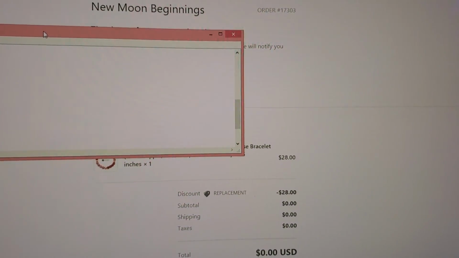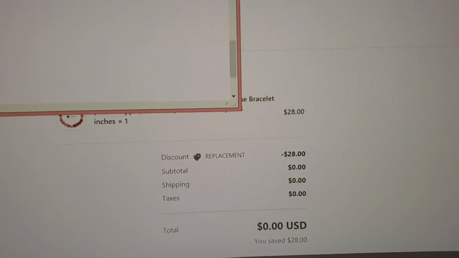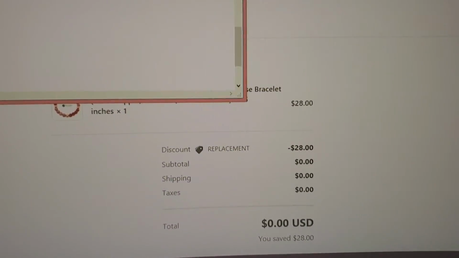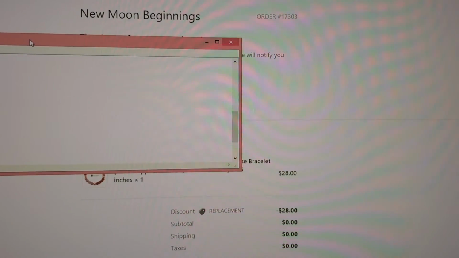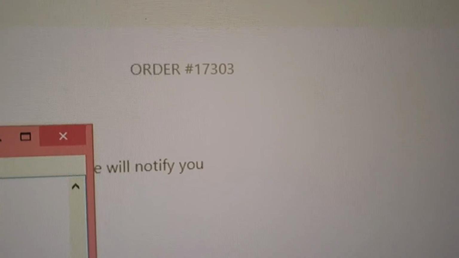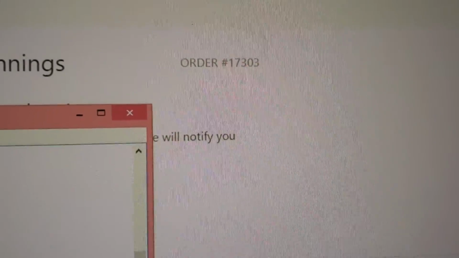Pretty much, they got back to me and they're sending me a replacement bracelet. I'm buying this bracelet for a specific reason. I don't want to show all the details right now, but take a look at the new order number they gave me. This is an example of what happens on whatever day number you are on.